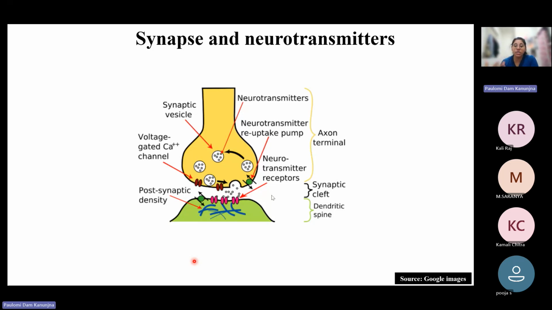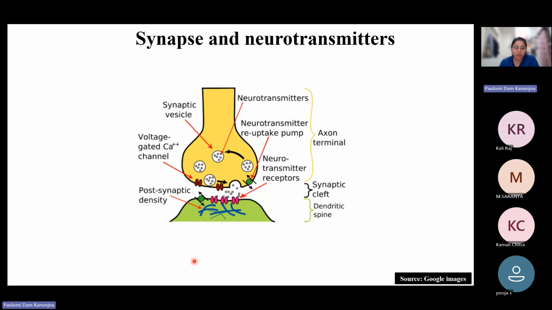So basically, neurotransmitters and neurons are very important for conduction of signals. And if there is any deficiency or problem with any of these components, you have several problems. For example, neurotransmitter problems can lead to Alzheimer's or Parkinson's or depression. So all of these are interrelated. Okay.